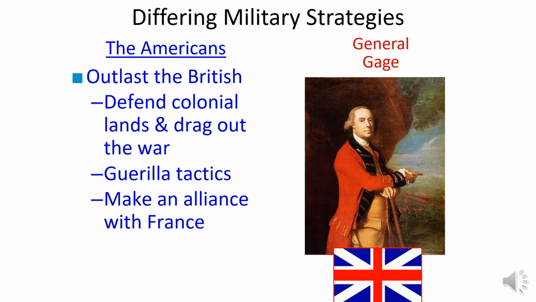He also is going to defend colonial lands and drag out the war, so he wants the war to go on as long as possible without losing many troops. He uses guerrilla tactics, not all the time. Sometimes he will show up to a battlefield and fight face to face, but he realizes really early on that he can't do that because the British army is much more powerful than the colonial army. And also, he wants to make an alliance with France. And what's really interesting is once we get to the Civil War, the South will do all of these exact same things. They kind of use the colonial soldiers in the Continental Army as a playbook for their fighting.